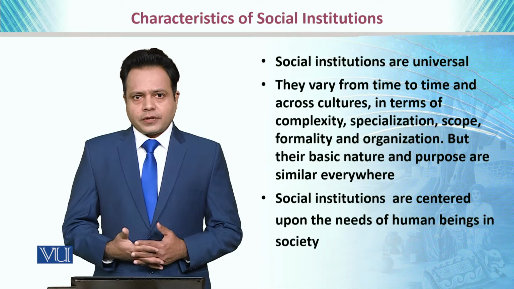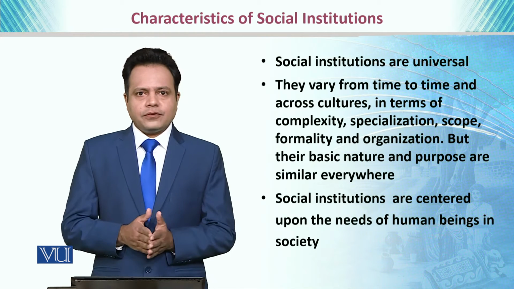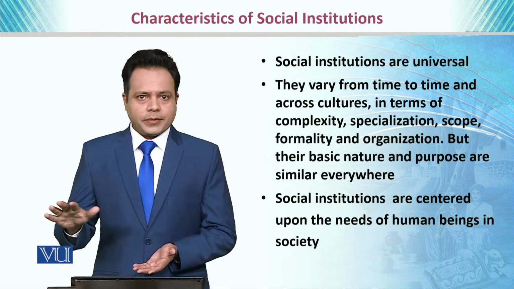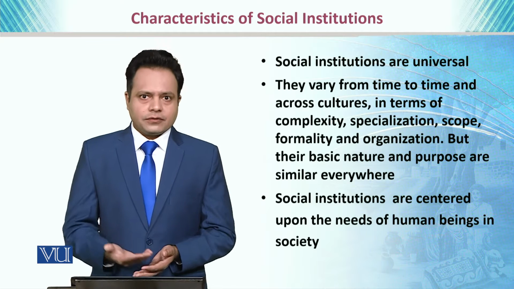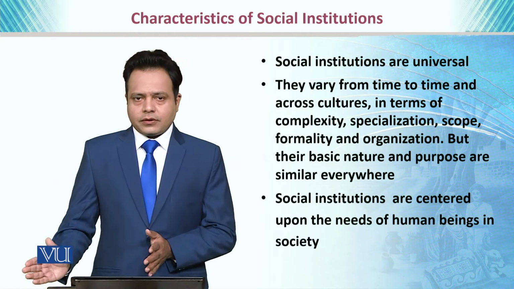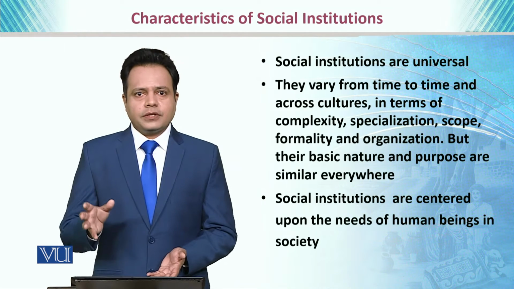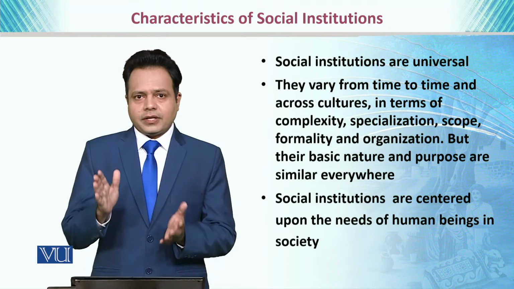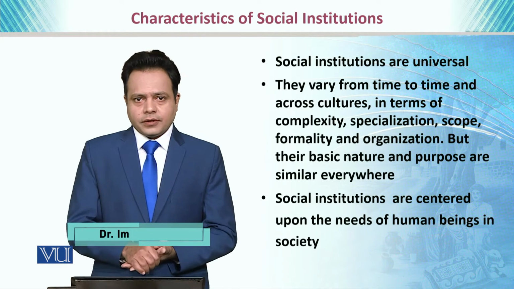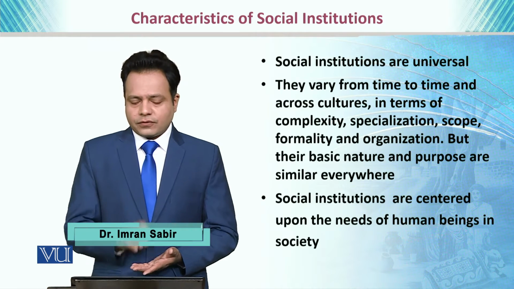Social institutions are universal. It means that you will find institutions in almost every society, regardless of time and space. When we say regardless of time and space, it means that in the historical past or maybe in the future, you will find the existence of institutions in every society, in every country on planet Earth. So institutions are considered a universal feature of every society.